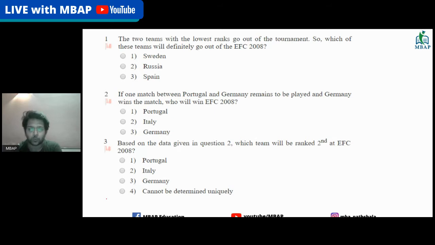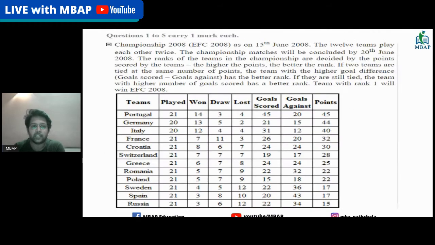The question to you is based on the data of question number 2: which team will be ranked 2? Rank 1, so we know rank 1. Who got rank 1? Rank 1 is Germany, right? So the answer will be between Portugal or Italy. Germany cannot be the answer. If I see the final points for Portugal, it is 45.